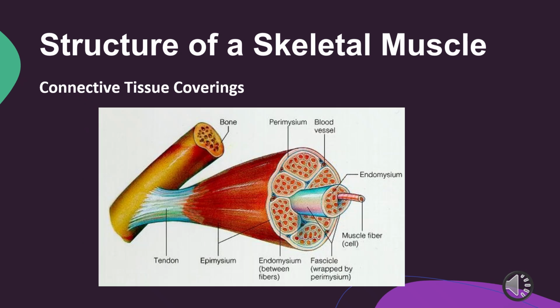Now let's bring all those layers we just talked about into focus using the diagram here of a skeletal muscle. At the top left, we see the bone, and this is where the muscle connects. That connection happens through the tendon, which is that white rope-like structure you see there. Tendons are made of tough connective tissue that attach muscle to bone. Just beneath the tendon, wrapping around the entire muscle, you'll see the epimysium. This is that outer covering of the whole muscle that we mentioned earlier.